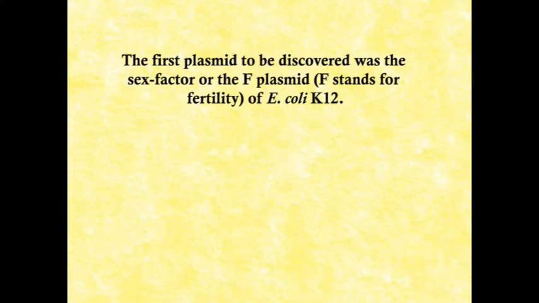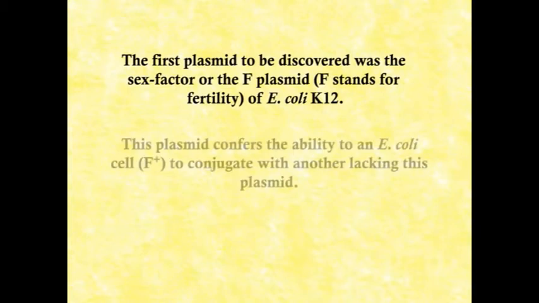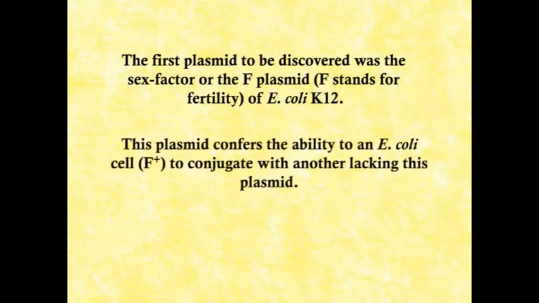The first plasmid to be discovered was the sex factor or the F plasmid. The F here stands for fertility of E. coli K12. This plasmid confers the ability to an E. coli cell, that is the F plus, to conjugate with another lacking this plasmid. The F plasmid can exist in two alternative states: it can either remain free in the cell or it can be integrated into the E. coli chromosome. Plasmids with such property are known as episomes.